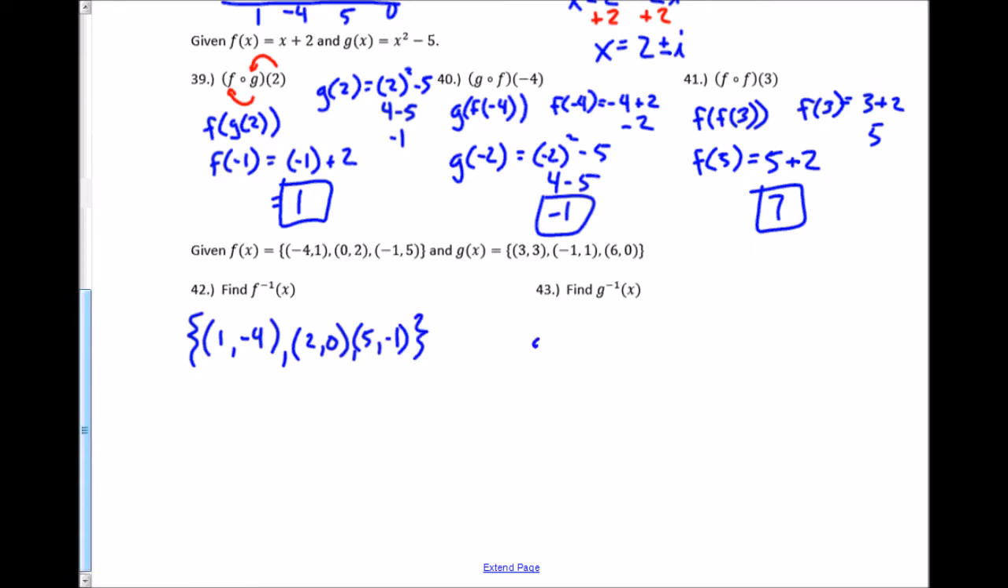I do the same thing with my g function. I just switch each of the ordered pairs. So I start with the first one. Instead of 3, 3, I do 3, 3. I switch them. Instead of negative 1, 1, I do 1, negative 1. Instead of 6, 0, I do 0, 6. And that's it. That's my inverse. Okay, I switch the x and the y's.